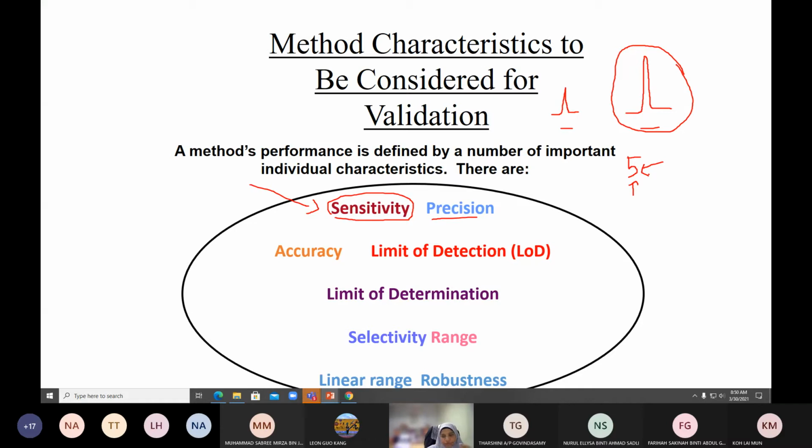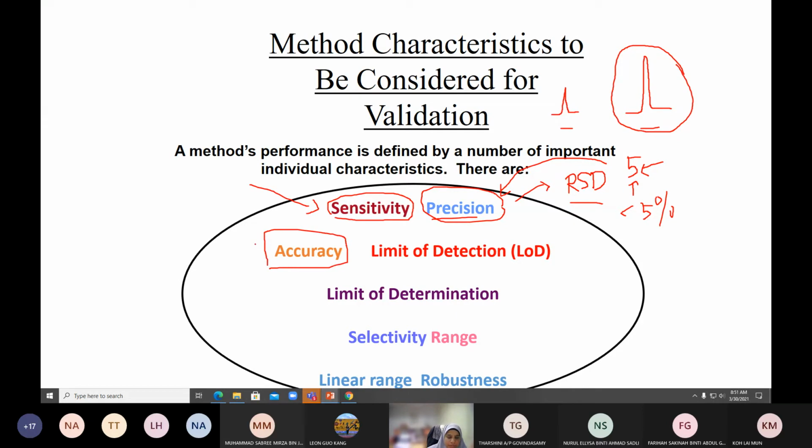Normally we present precision through RSD. Maybe during your class later on in your lab, you have to calculate the relative standard deviation. The relative standard deviation shows how precise your method is, how good your method is. Every time you run, will the results be acceptable as precise or not? The best precision should be less than 5%. So less than 5% RSD shows that your method is good enough, is precise.